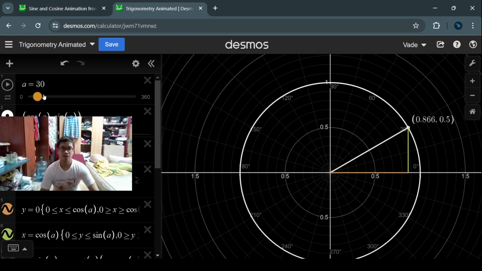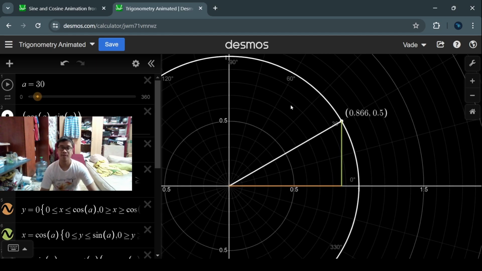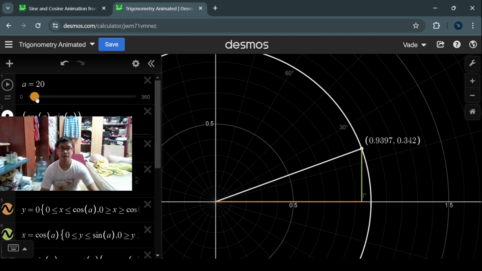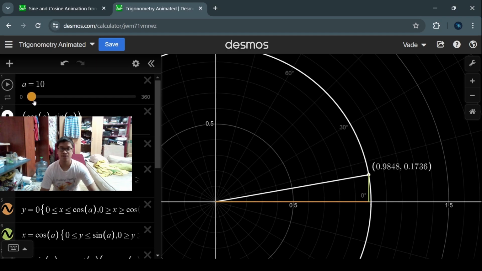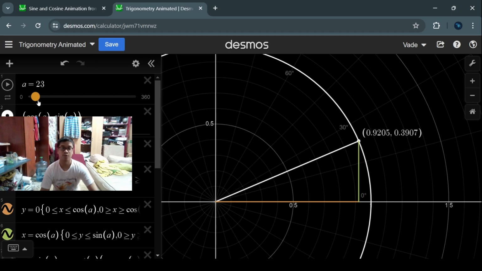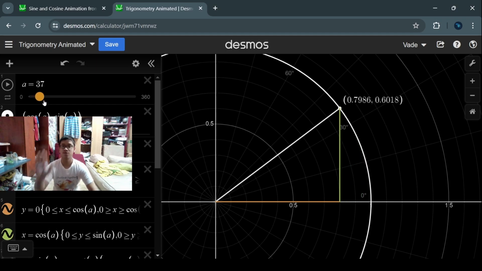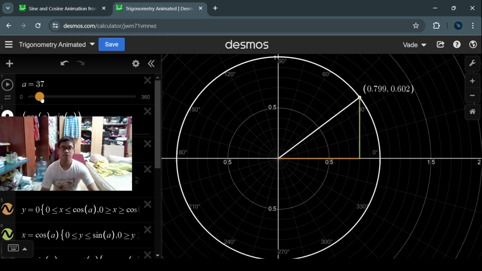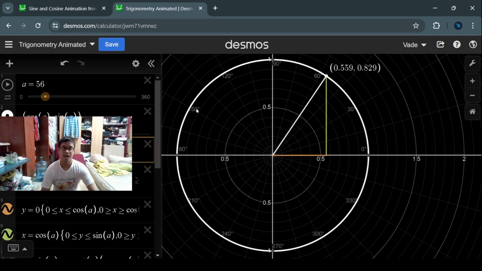So let's focus here on the y value, the one that is at 0.5. Let's focus on that. Here you start from 0, 0.1736, 0.342, 0.5. Let's focus on the y value. In a certain revolution, we have given y values.